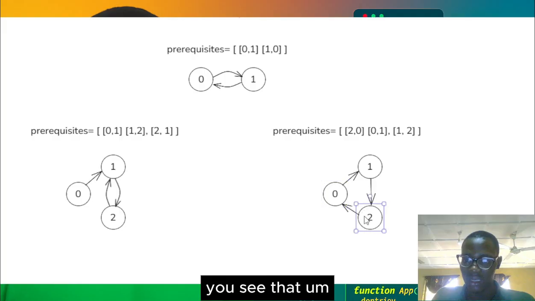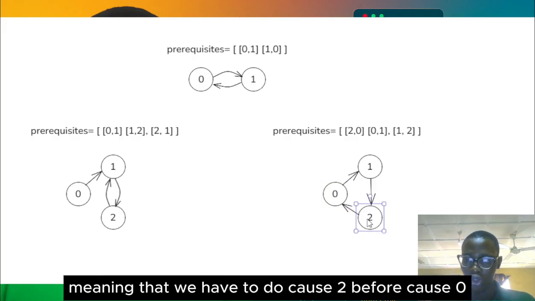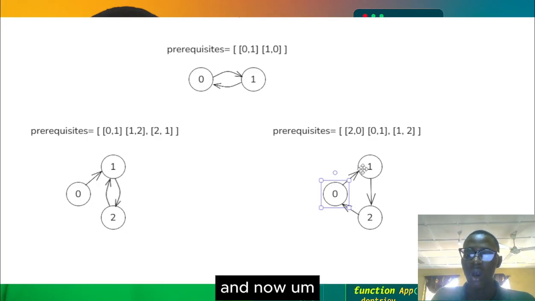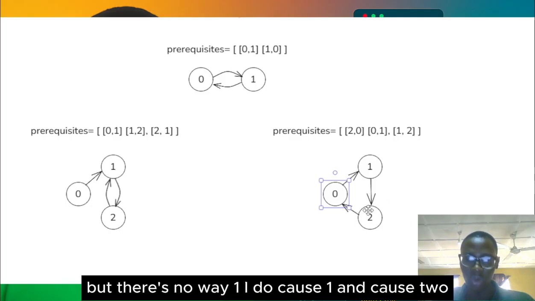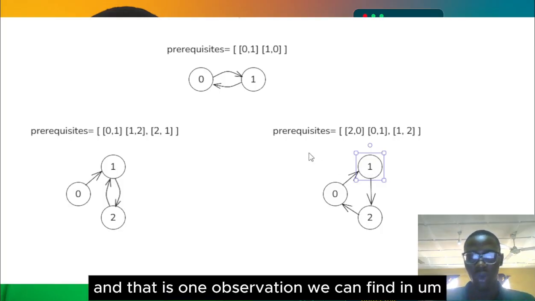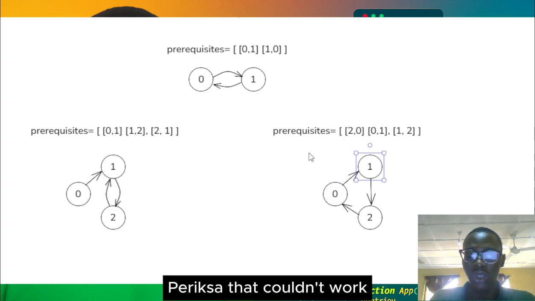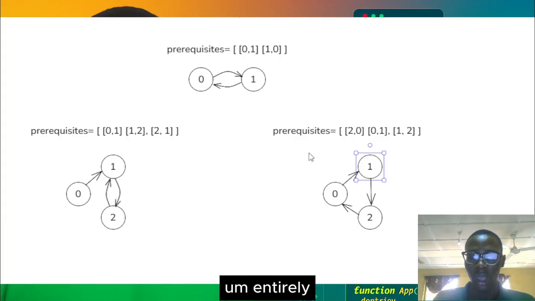First, you see that 2 is actually a prerequisite to course 0, right? Meaning that we have to do course 2 before course 0, and now we can then do course 1 after doing course 0, but there's no way we can do course 1 and course 2 without doing course 1. So it actually forms a loop, and that is one observation we can find in prerequisites that couldn't work. I mean, in courses that could not really be enrolled for entirely.